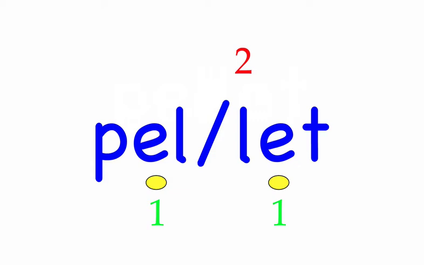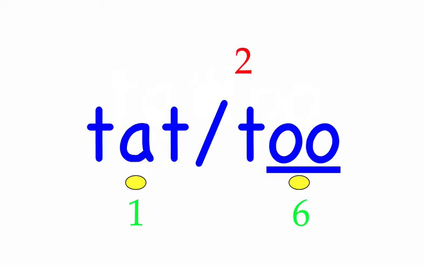Row 5, tattoo. She had a very small tattoo on her forearm. Tat, three sounds. T, a, t. Two, two sounds. T, oo. Tat, two. Mark the word.